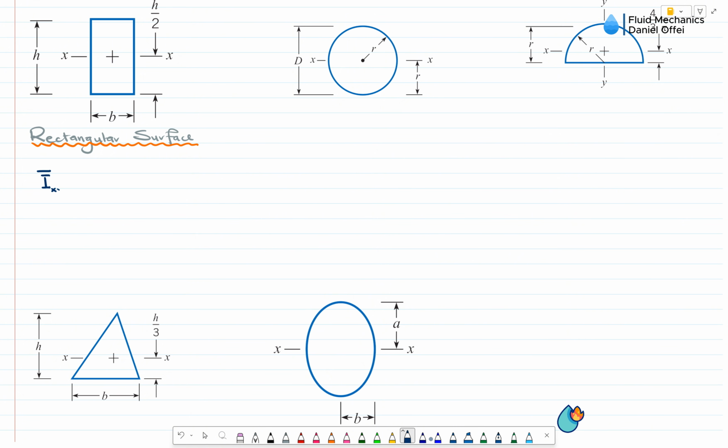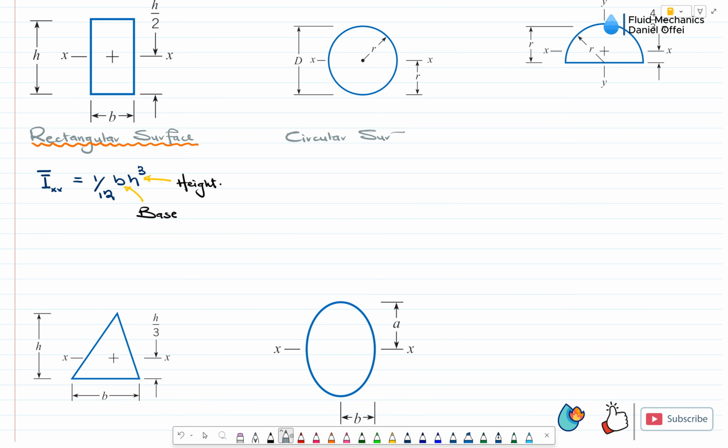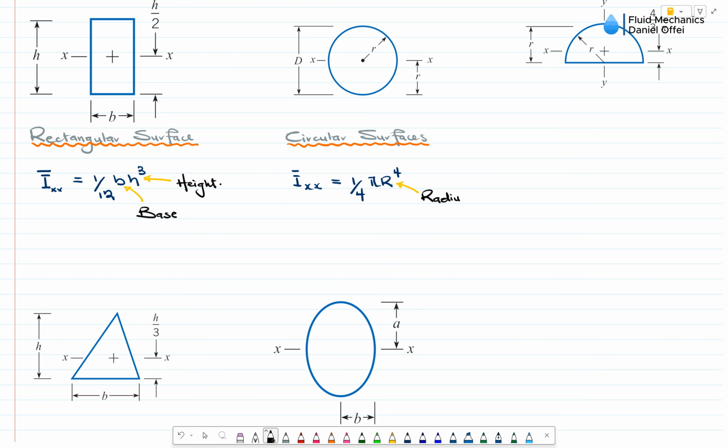So for a rectangular surface, I bar equals BH cube over 12, where B is the base and H is the height of the rectangular surface. Then for a circular surface, we have I bar equals 1 over 4 pi r to the power 4, where r is the radius of the circle. So these are all formulas that we can use to determine I bar. We have one for semicircle, we have one for triangular surface, and then we have another for an oval surface.